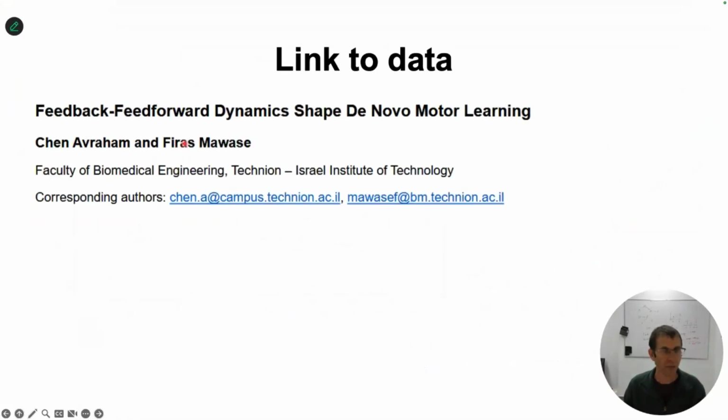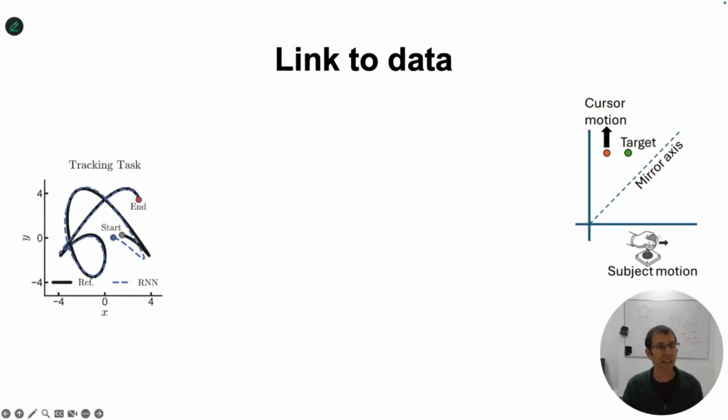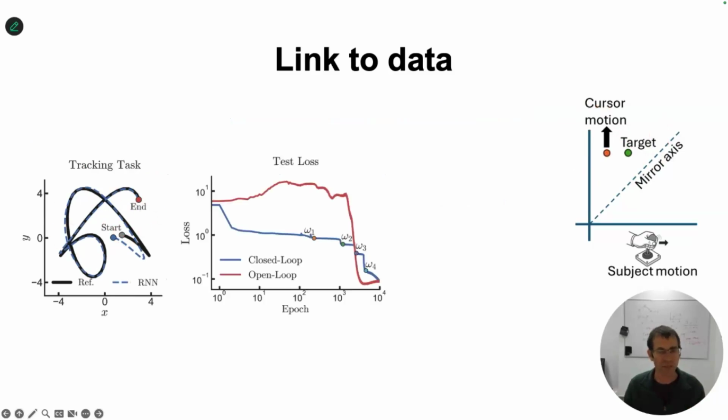So, Chen Avraham and Firas Mawase at the Technion train human subjects to track a moving target. When the subjects move their hand, the target moves as if reflected by a mirror. So this is quite a challenging thing. Moreover, the target moves using a sum of several sine waves, so it sort of moves around here and there. We train a network, an RNN, to do the same task, so the target moves with the sum of sine waves. And we see a very similar phenomenon.